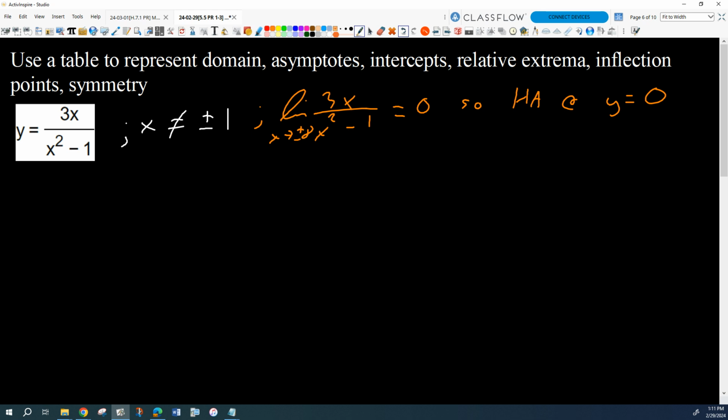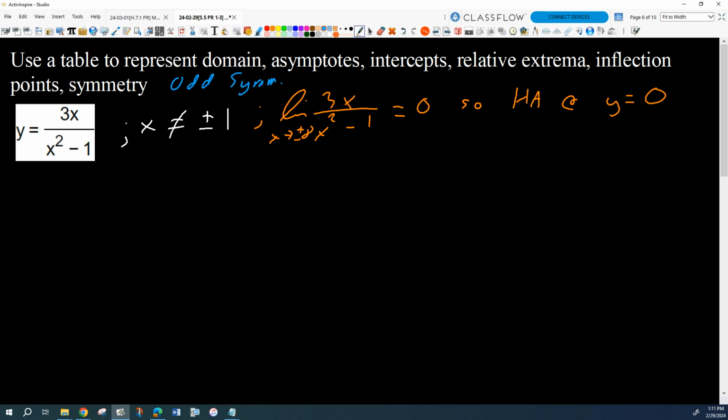Symmetry. It is odd. Odd, yep. Odd over even is odd. Okay, good. So we'll make a note of that. You're just using your analogy. We appreciate the effort.